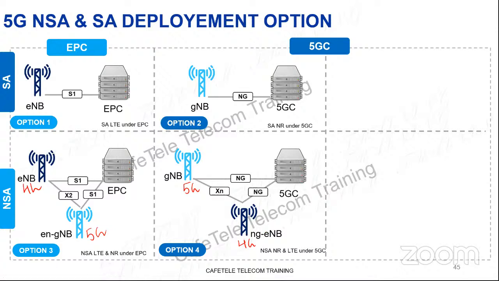No, here, no. This is architecture. Okay, how you can deploy your network actually in the real network scenario. I told you, see, this is non-standalone. This is non-standalone option 3. This is non-standalone option 4. But here you can see that this is non-standalone LTE and NR under EPC. But here you can see that this is non-standalone NR and LTE under 5G core network. The first thing here, your core is changed. Earlier it was EPC, that is called Evolved Packet Core. Now it is 5GC, that is called 5G core network.